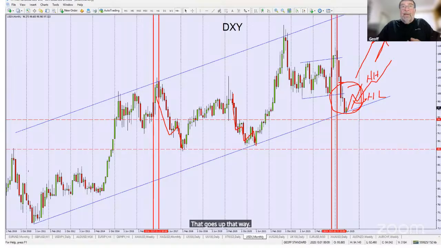If that doesn't happen and we get a break here, I won't know if that's real until I see a lower high, or essentially a retest of the channel. So I want to see, and I'll get rid of all this stuff.